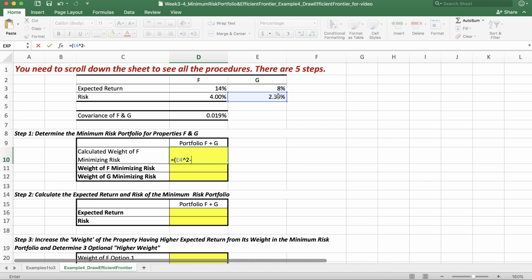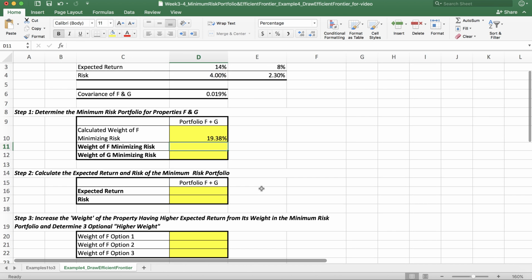and then minus the covariance between the two properties, and then we have parentheses, then divided by the risk of property F raised to the power of 2 plus the risk for property G raised to the power of 2, then minus 2 times the covariance. Then we have the weight for property F minimizing the risk of this portfolio. So under the table, here, weight of F minimizing risk, we just copy this number down.